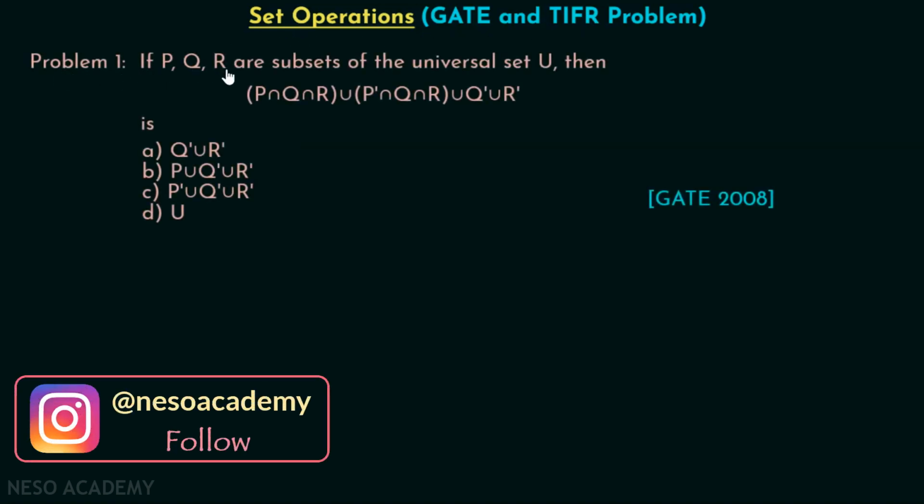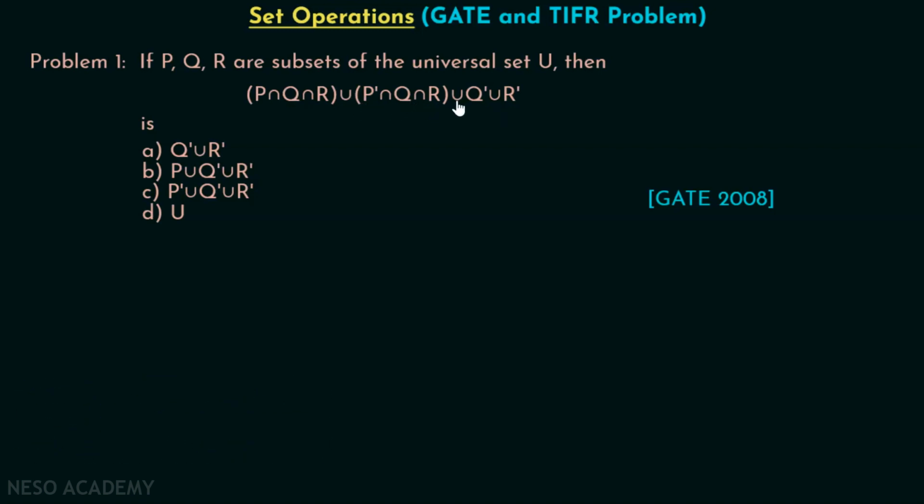If P, Q, R are subsets of the universal set U, then P intersection Q intersection R union P complement intersection Q intersection R union Q complement union R complement is, these are the options available. And this question has been asked in GATE 2008.